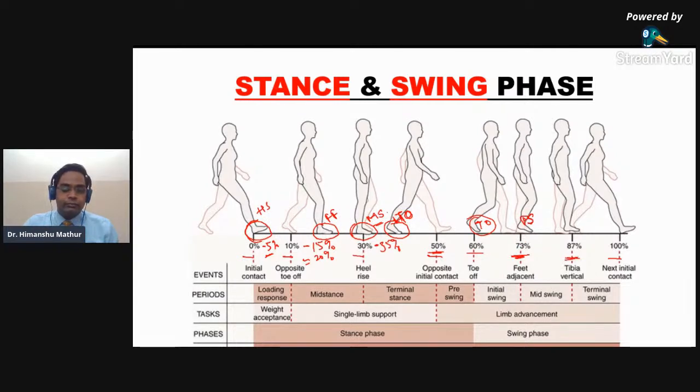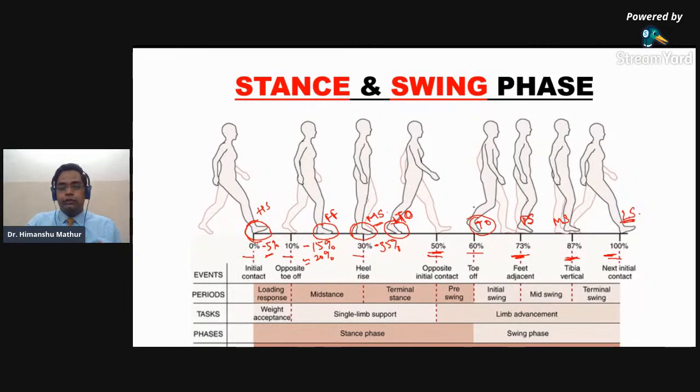At nearly 87% of the gait cycle, you will be having the mid-swing phase, and at nearly 100% you'll be back again after the late swing. After the late swing, at 100% of the gait cycle, the person will again start with the heel strike.